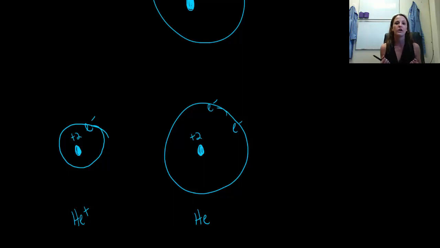It becomes smaller and smaller, and that's strictly because we have such a large positive charge in the center and such a small negative charge on the outside that we're able to whoosh, pull that in as closely as possible. Now let's go the other direction.